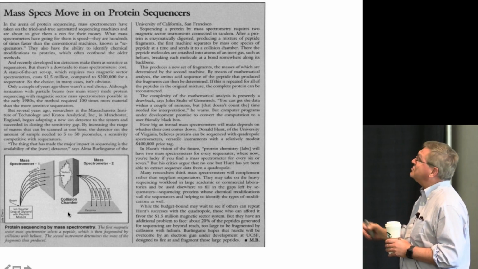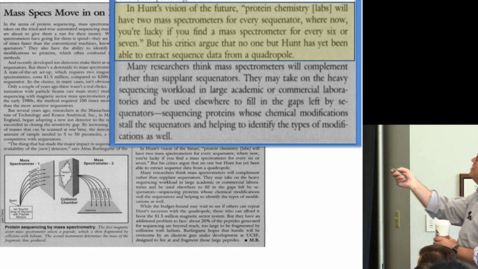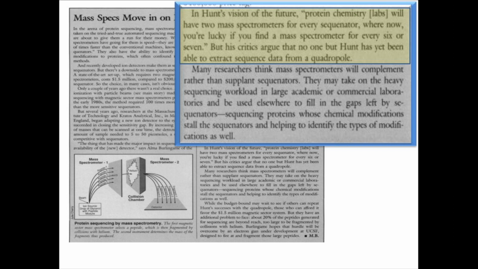I'll point out just a few things. So Don Hunt was quoted as saying, his vision of the future, protein chemistry labs will have 2 mass spectrometers for every sequenator, where now you're lucky if you find a mass spectrometer for every 6 or 7. But his critics argue that no one but Hunt has been able to extract sequence data from a quadrupole. So the other big fight going on at the time was between people with magnetic sectors and people with triple quadrupoles. And Hunt was the only advocate of the triple quadrupole at the time. And in fact, Steve Carr gets quoted.